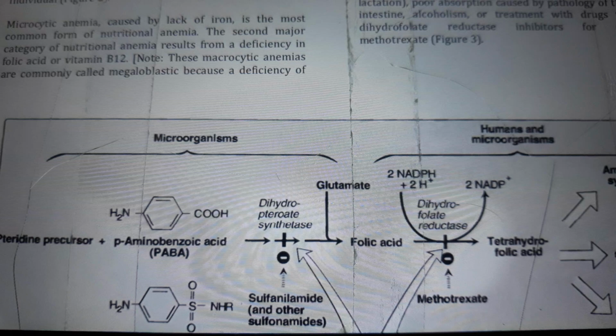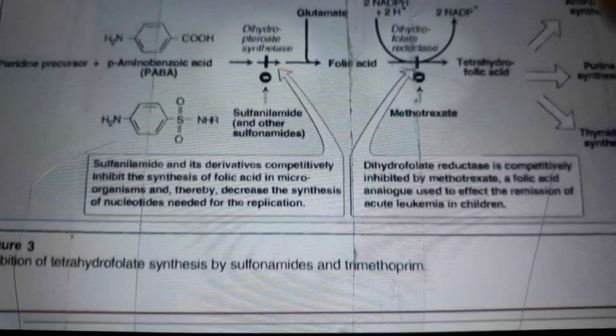Folate and anemia. Inadequate serum levels of folate can be caused by increased demand, for example, pregnancy and lactation, or poor absorption caused by pathology of the small intestine, alcoholism, or treatment with drugs that are dihydrofolate reductase inhibitors, for example, methotrexate, as seen in Figure 3.